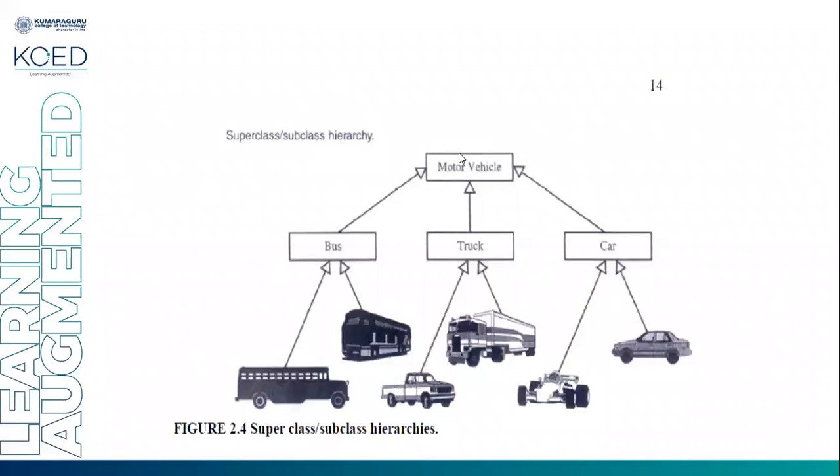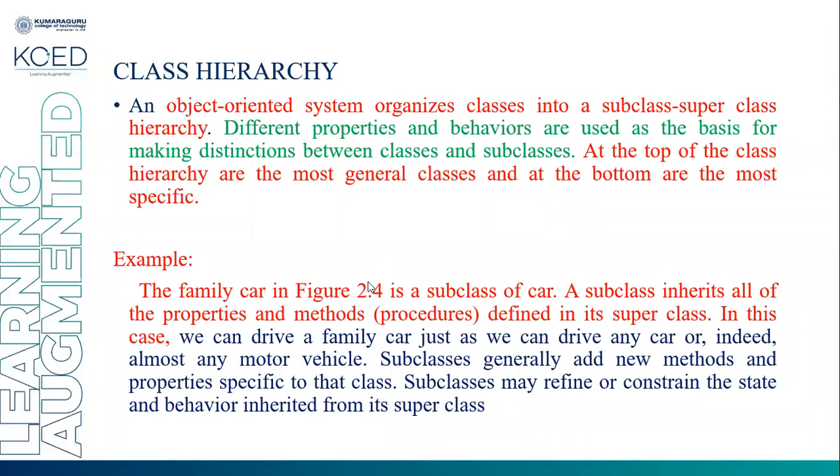So see this example. Here we have a car. Car is a subclass of the motor vehicle, and the family of car inherits from the car class. So car inherits from the motor vehicle. So bus and truck and so on. Here the motor vehicle has subclasses: bus, truck, and car. The bus has its own subclasses, the truck has its own subclasses, and car has its own subclasses. So in the figure, family of car is a subclass of car.